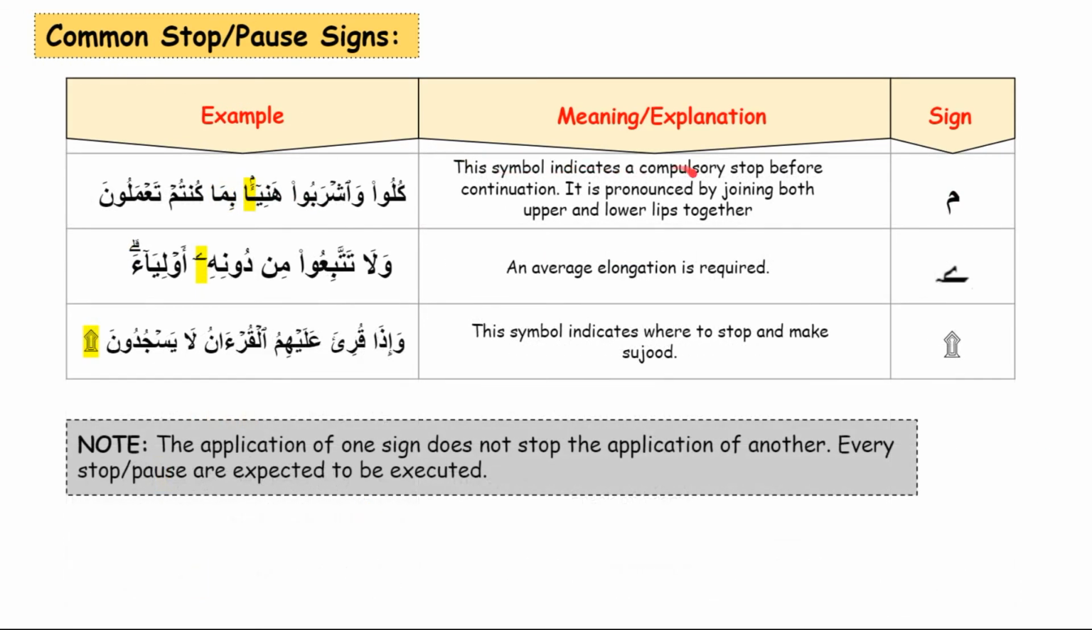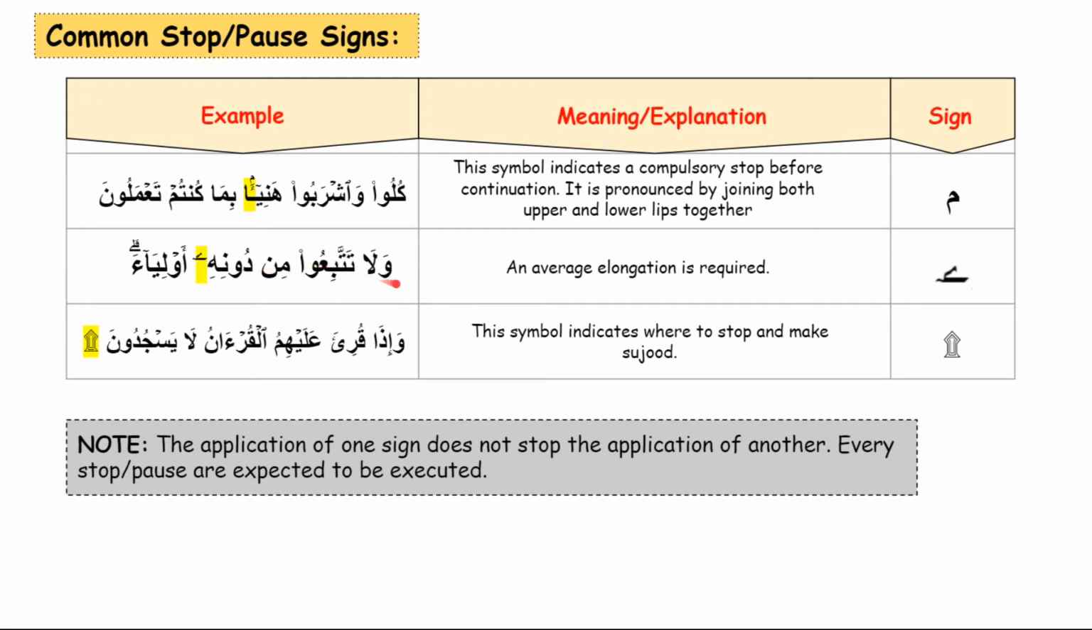So the symbol indicates the compulsory stop before continuation. It is pronounced by joining both upper and lower lips together. So it is a compulsory stop. So if I want to pronounce this, it will be Kulu washrabu ani'a. That's a sentence on its own that has a whole meaning on its own, even if we don't continue its recitation. So this sign means an average elongation.